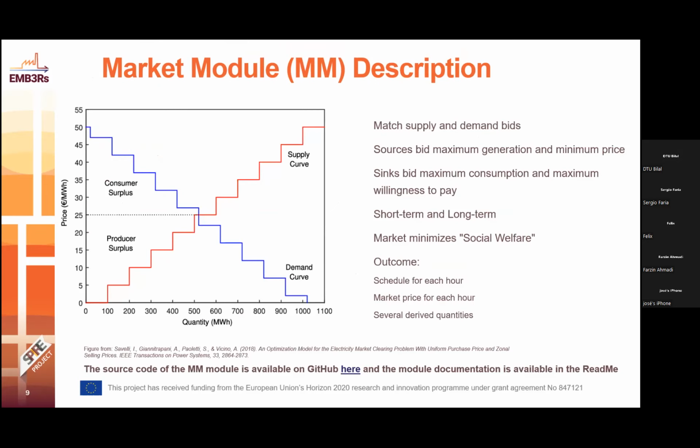Regarding the market module, the main goal is to match supply and demand bids in heating and cooling systems. It models and implements the conventional pool, peer-to-peer, and community markets, which allows users to test and validate different market structures for selling and buying heat.